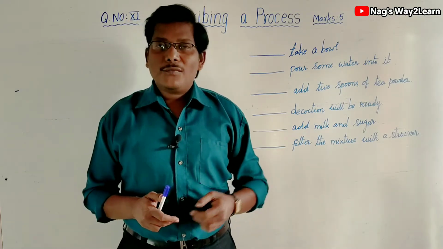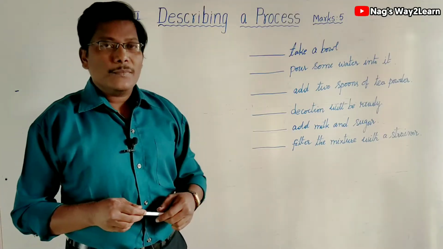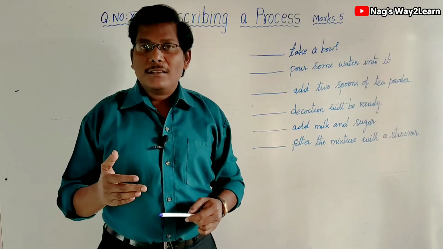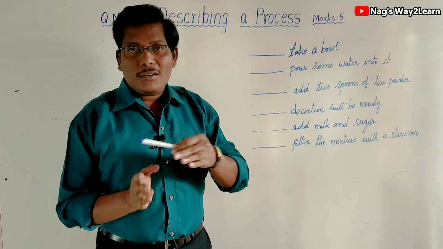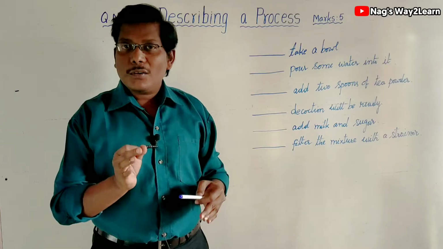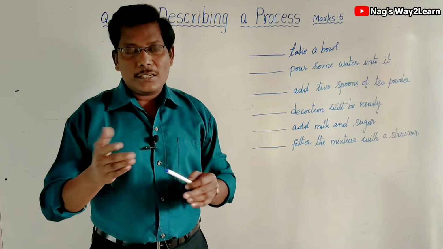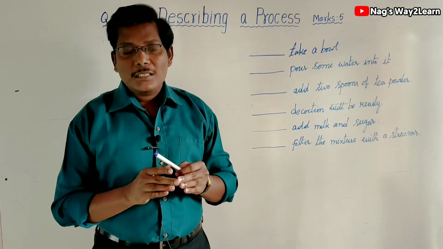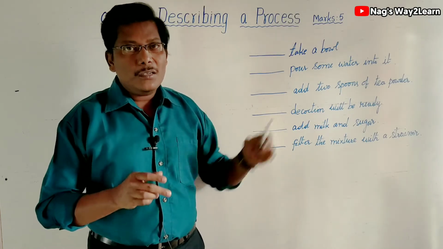But before doing that, first of all, try to understand what is the meaning of describing a process. Description means to narrate or to explain something. And process is a set of steps or stages that we perform to get an outcome or result. So that is called process.